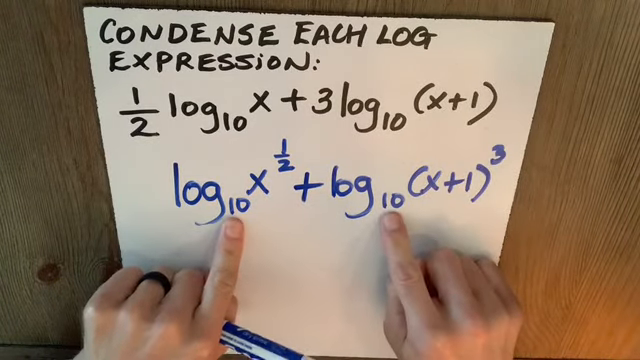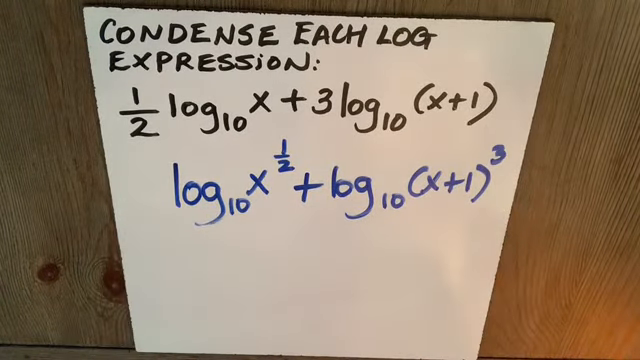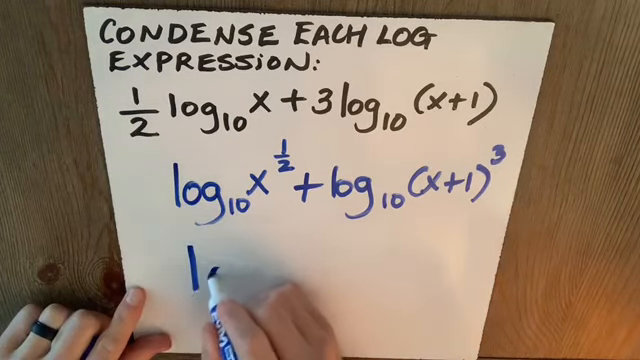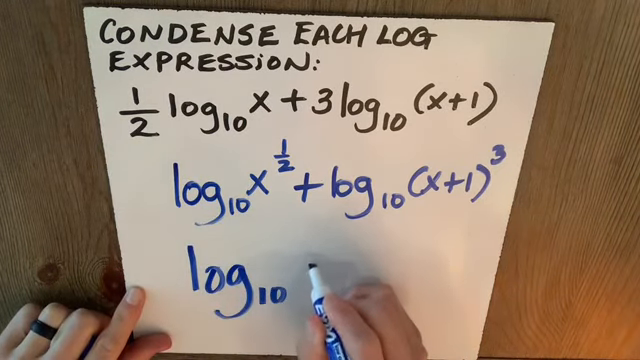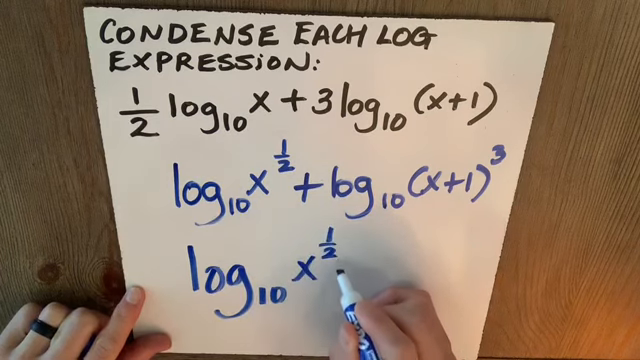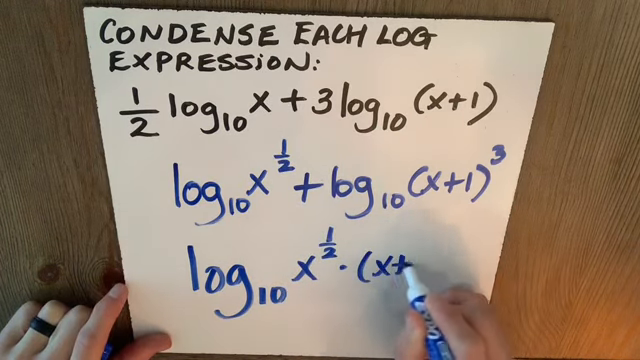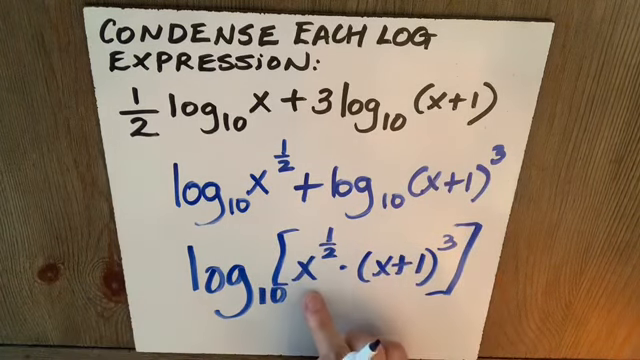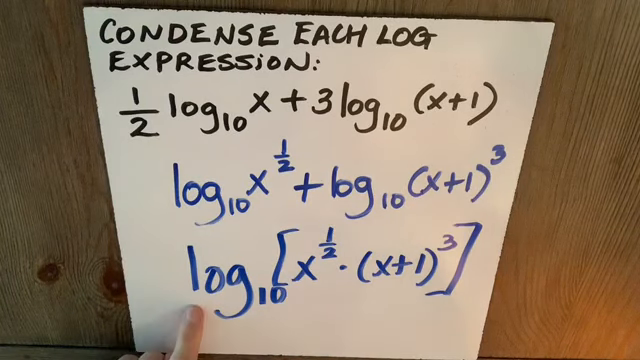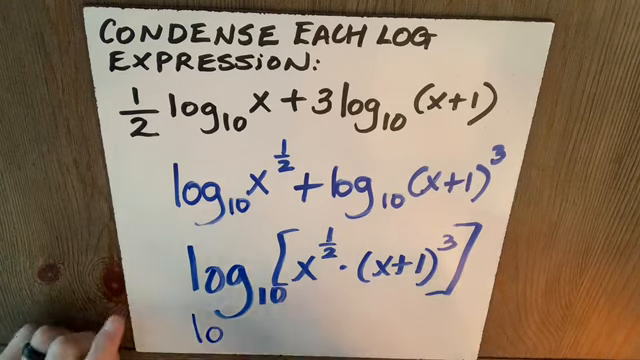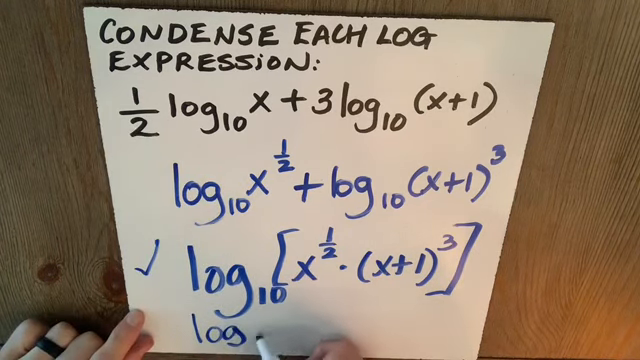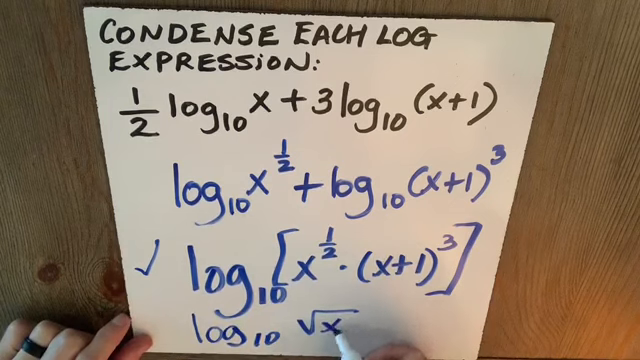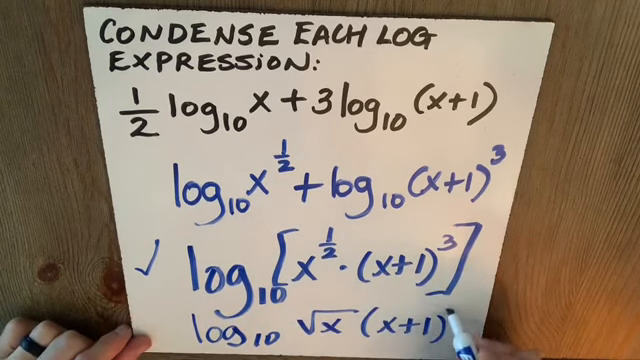Playing the role of a is 10. Do we really need to write that? No, it's the common log. So this will become log base 10 of x to the 1/2 times x plus 1 to the third power. And that u times v is the argument of my log base 10 expression. Of course, if you wanted to, this is a fine answer. This is correct. If you wanted to, you could write this as log base 10 of the square root of x times x plus 1 to the third.